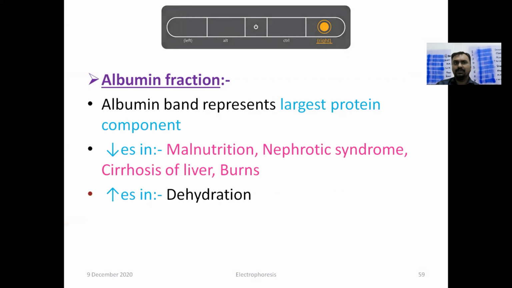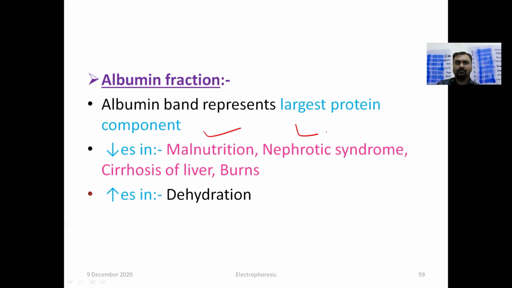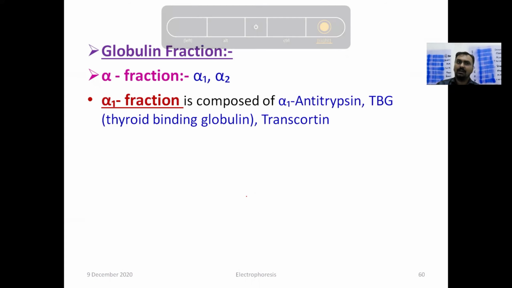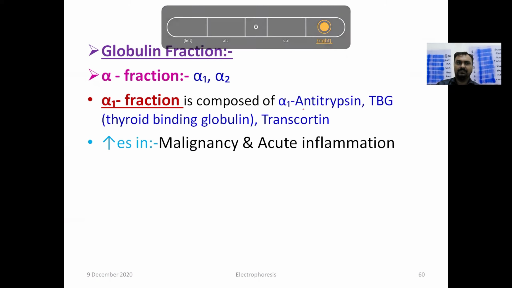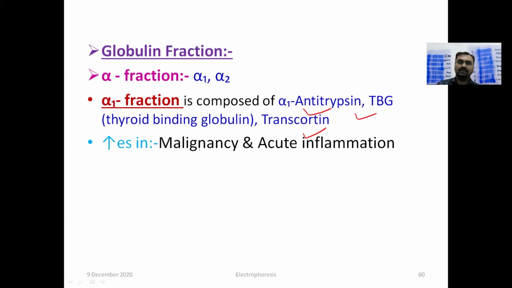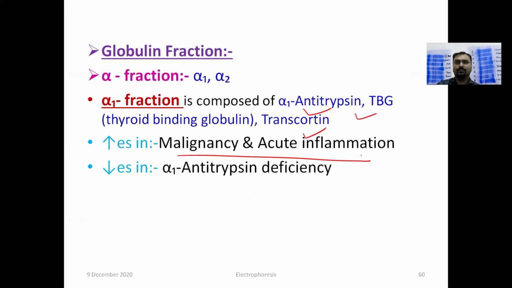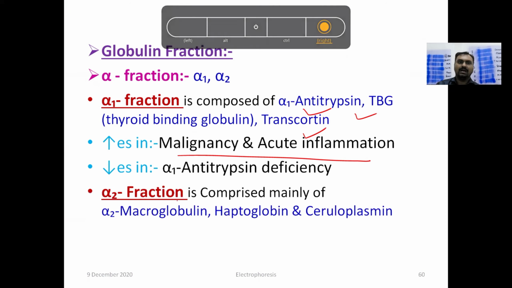Now the albumin fraction is decreased in conditions like malnutrition, nephrotic syndrome, cirrhosis of the liver. While in dehydration, there is hemoconcentration and the albumin level might be increased above normal. Then the globulin alpha fraction is composed of alpha 1 and alpha 2. Alpha 1 is made up of alpha 1 antitrypsin, transportin, and TBG. It can be increased in malignancy and acute inflammation, while the alpha 1 fraction is decreased in alpha 1 antitrypsin deficiency.